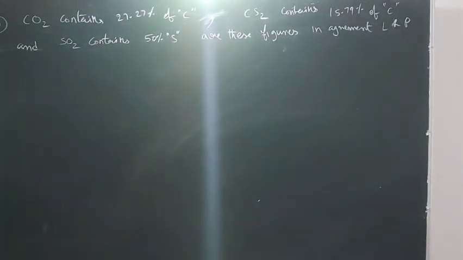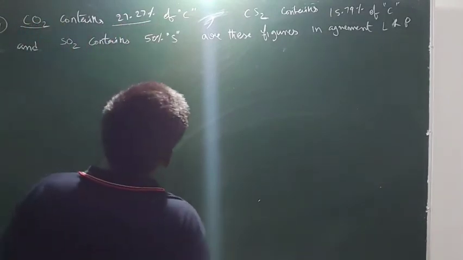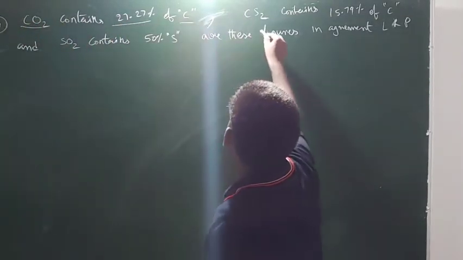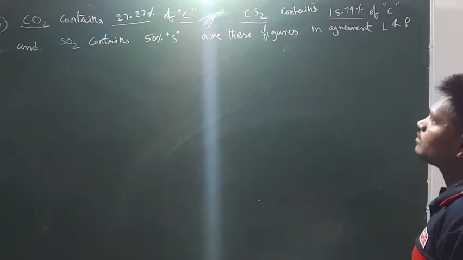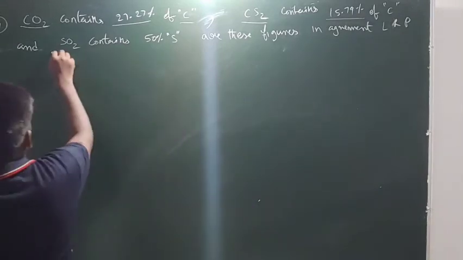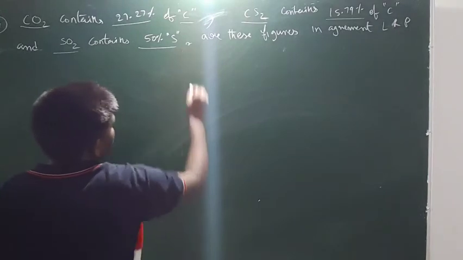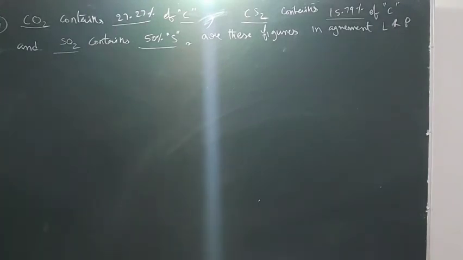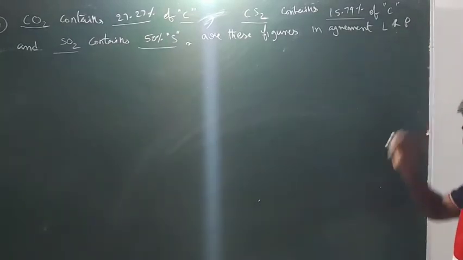So right, guys, let us see a problem based on the law of reciprocal proportion. Now you see the question, guys. Carbon dioxide contains 27.27% of carbon, carbon disulfide contains 15.79% of carbon, and sulfur dioxide, SO2, contains 50% of sulfur. The question is, are these figures in agreement with the law of reciprocal proportions?